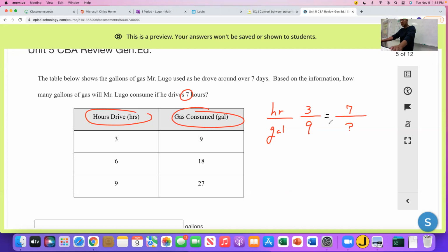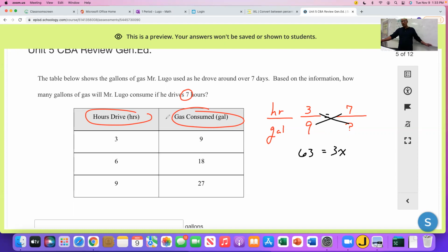Ladies and gentlemen, same as what we were doing before. Cross multiply, divide by the number next to the variable. So 9 times 7 and 3x. So 9 times 7 is 63, is equal to 3 times the variable. Divide both sides by the number next to the letter. In that case, that would be 3. That's one way of doing it, ladies and gentlemen.